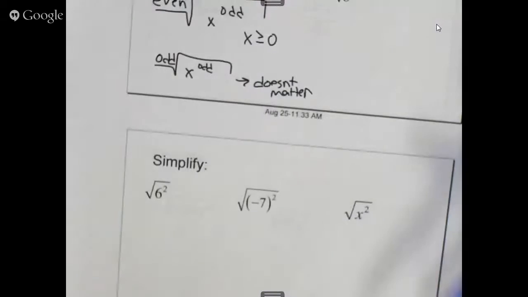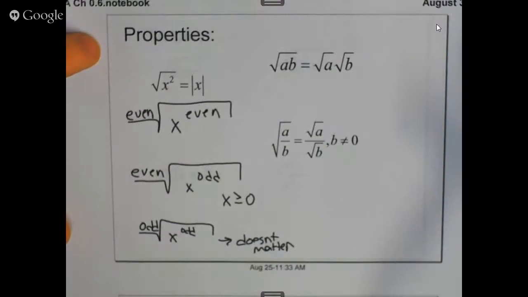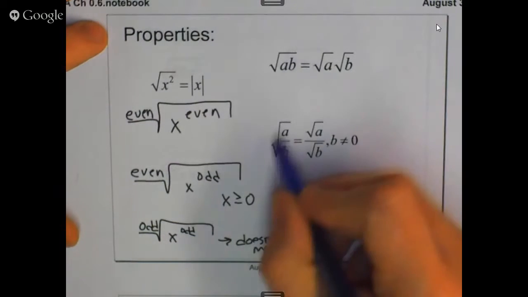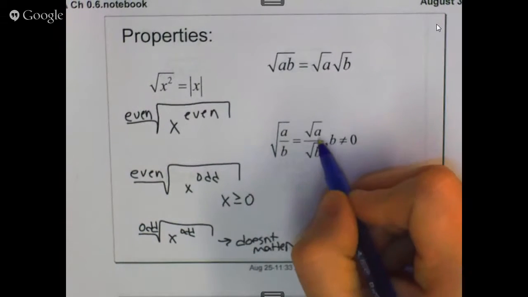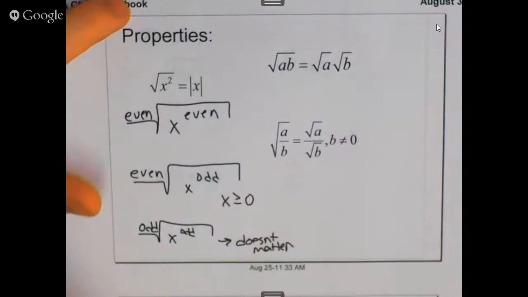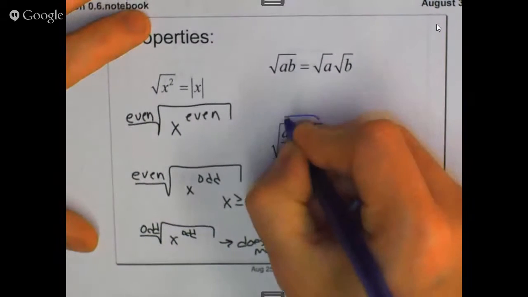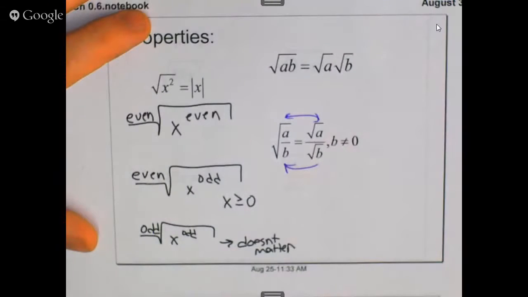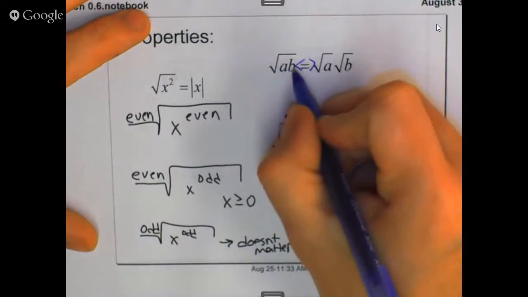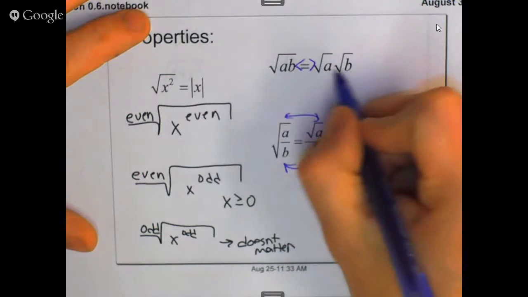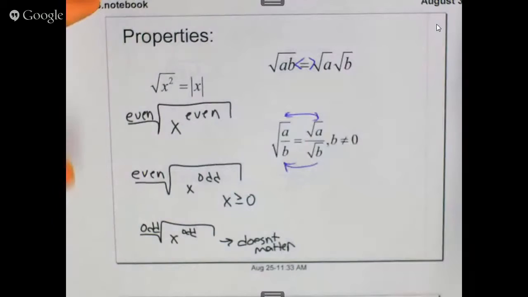Now we've got some properties here to talk about. This one we've already talked about. If I've got a fraction in here, I can split up the top and bottom and take those radicals separately. Same thing, and I can go the opposite way. Okay, this is both directions. Same thing here with multiplication. We can go both directions. If I have multiplication underneath, I can split it up into 2 separate multiplications. And if I got 2 separate, I can go back the other way.